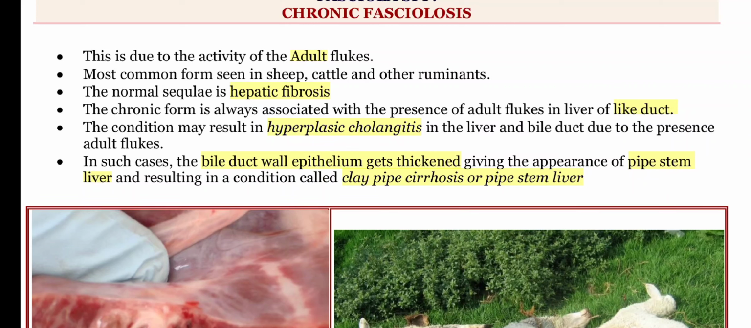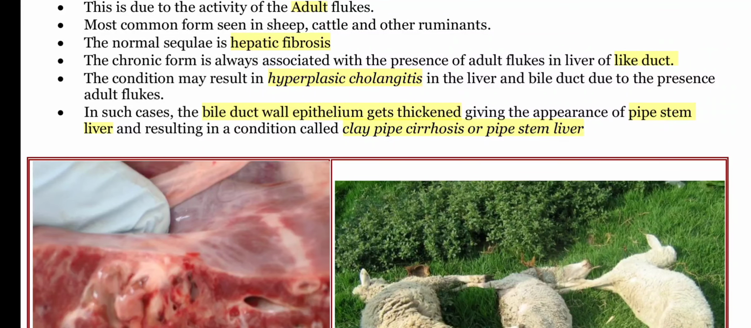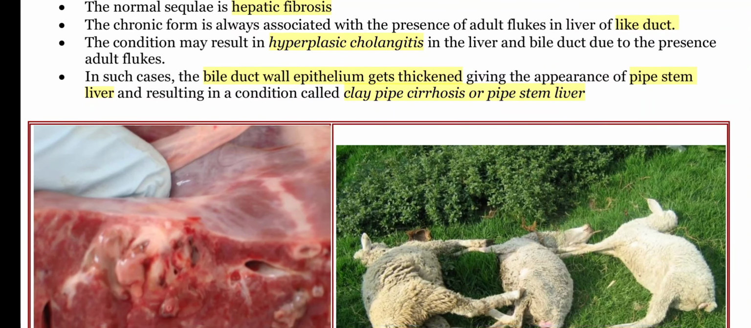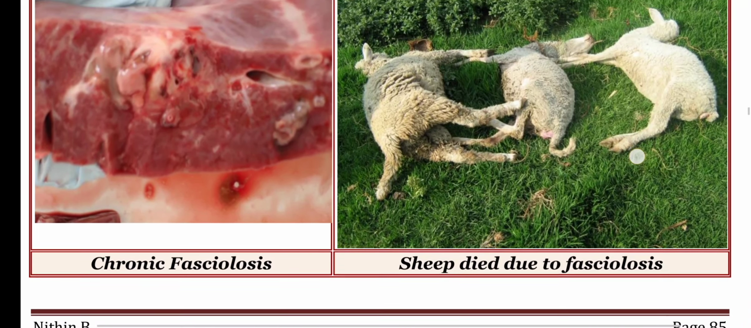Chronic fasciolitis is caused by adult flukes present in the bile duct. That condition may result in hyperplastic cholangitis in the liver and bile duct, which is due to the presence of the adult flukes. In such cases the wall of the bile duct gets thickened, giving the appearance of a pipe stem liver, resulting in a condition called clay pipe cirrhosis, or the pipe stem liver. This is the fibrosis where one can notice chronic fasciolitis.